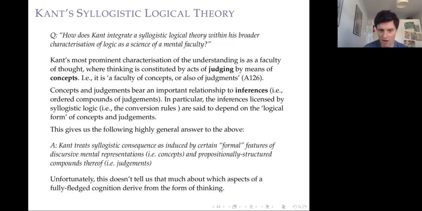Obviously, that's a very general characterization. It doesn't tell us an enormous amount. I think most people working on this material will agree with it for that reason. But crucially, the interesting interpretive questions come from what Kant means by saying formal features of concepts and judgments, but also what it means to say that the consequence relation is induced by those features.